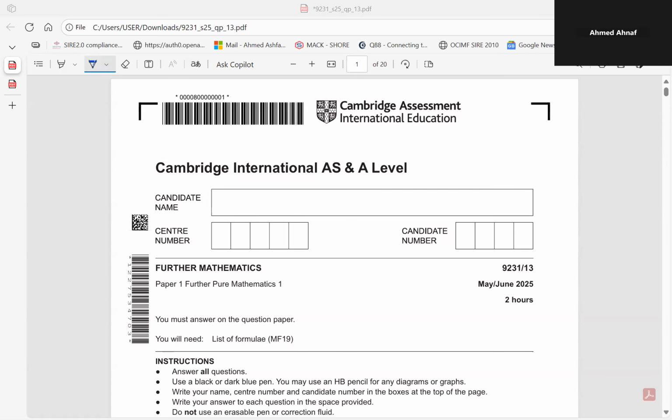Hi everyone, in this video we're going to be doing A-Level Further Maths 9231 Paper 13, Further Pure Maths 1, May June 2025 paper. This paper is 2 hours long, so we'll try to finish within that time limit. So without further ado, let's get started.